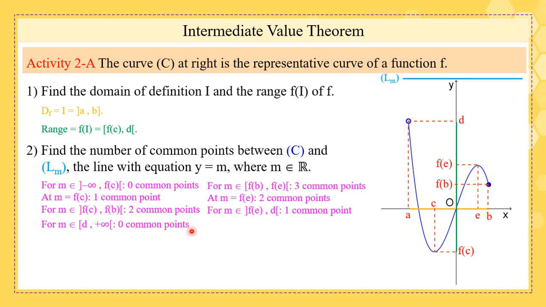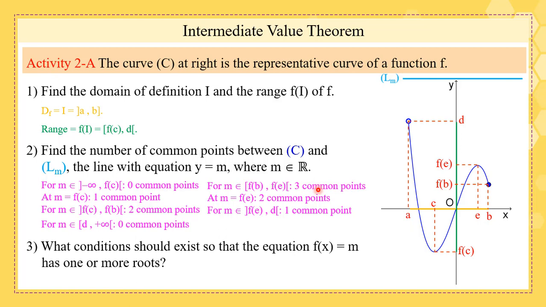So we can see from here that sometimes we have 0 common points, sometimes we have 1 common point, 2 common points, and 3 common points. What are the conditions that should exist so that this equation f of x equals m has one or more roots? Now we can see that f should be continuous and m, this point, should belong to f of I.